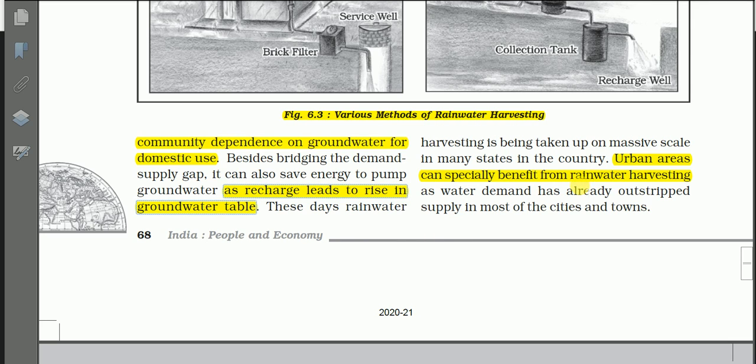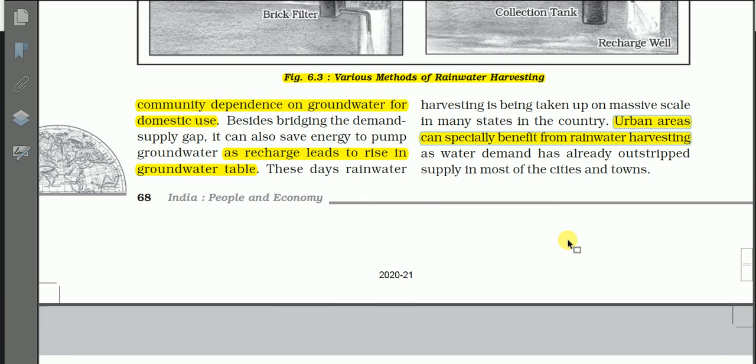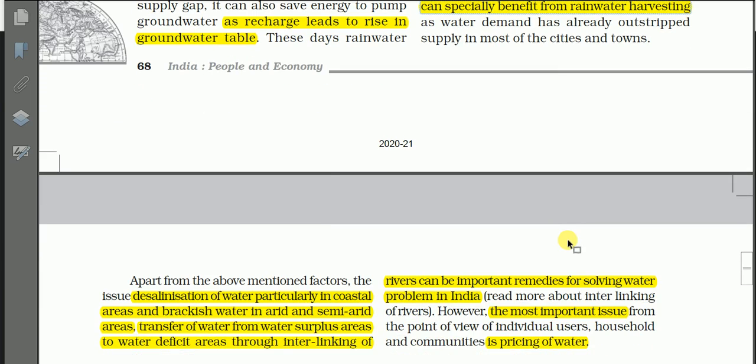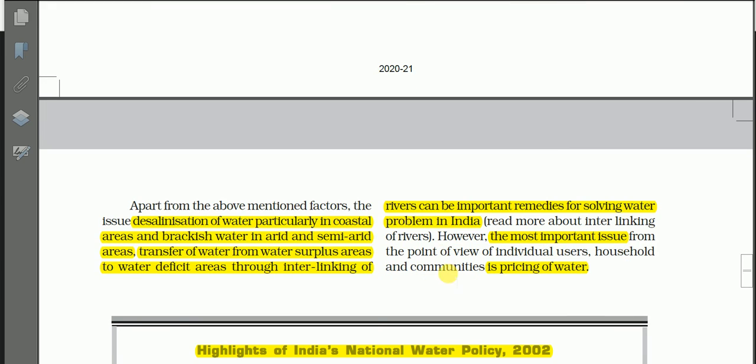And because of rainwater harvesting, urban areas are especially benefited. You know, urban areas, cities, are facing water scarcity problems. And when we harvest rainwater, especially rooftop rainwater harvesting, in the city areas, then the availability of fresh water is increased. So these are the different methods and the usefulness of rainwater harvesting.